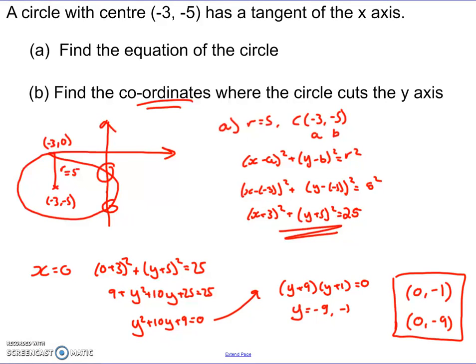Just remember that your basic equation for a circle is always given by this: (x minus a) squared plus (y minus b) squared equals r squared. Get each of the parts of it. The a and the b come from the centre, the r is the radius, and you'll have no issue with this bit whatsoever.